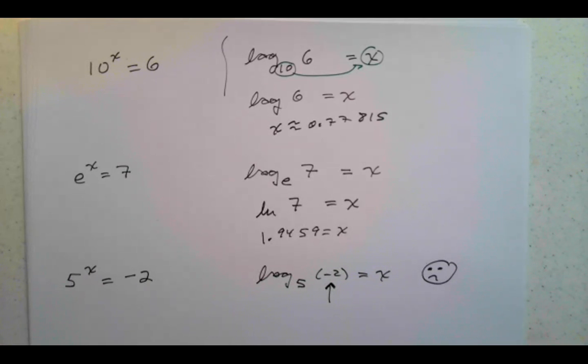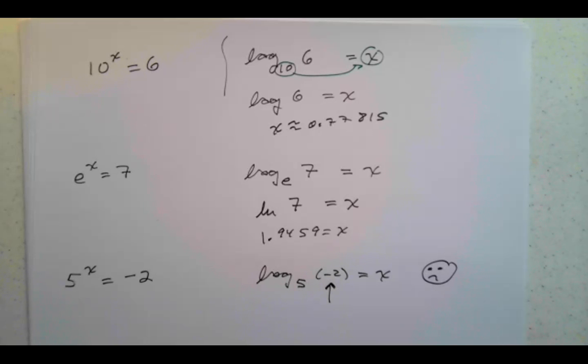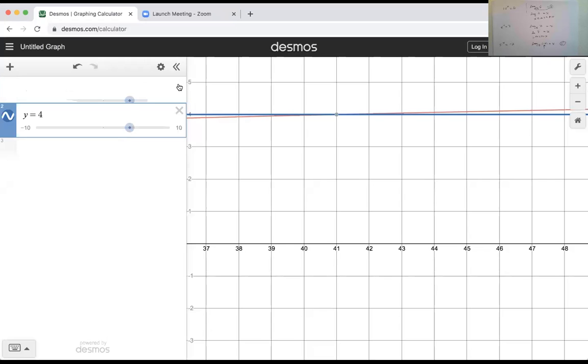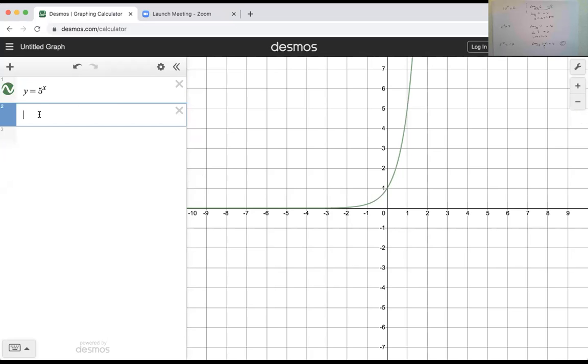Now, how can I convince myself of that? Let's take a look at the graph. Let's jump to Desmos now. So we're going to take a look at the graph here. I want to solve 5 to the x equals -2. So here's the graph of y equals 5 to the x. When does this equal -2? Here's y equals -2. When does this green graph intersect at -2? It never does.